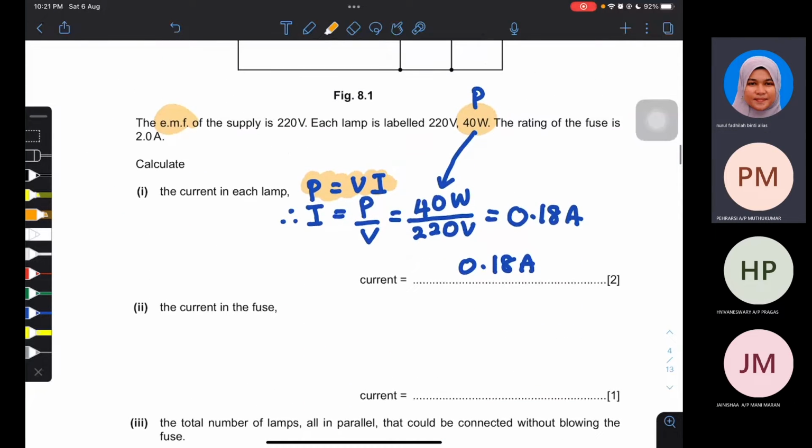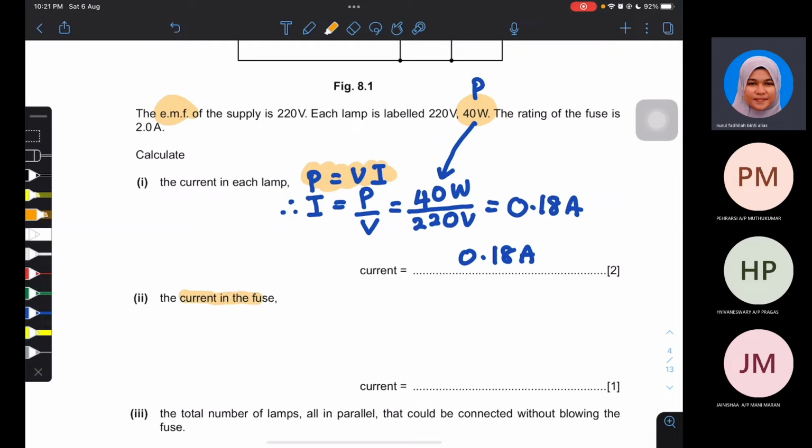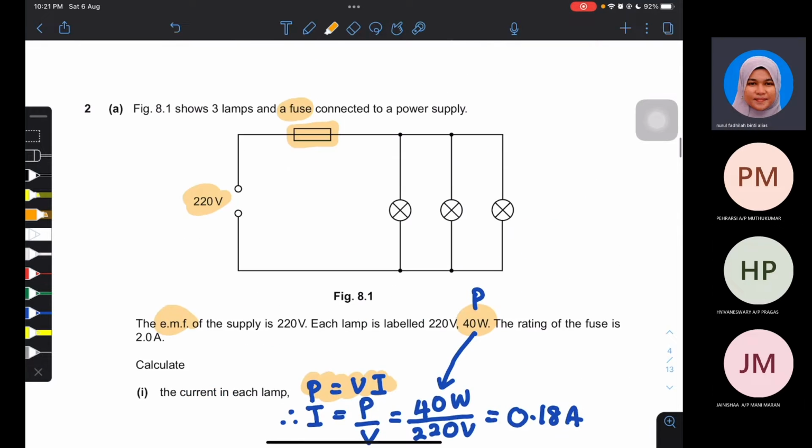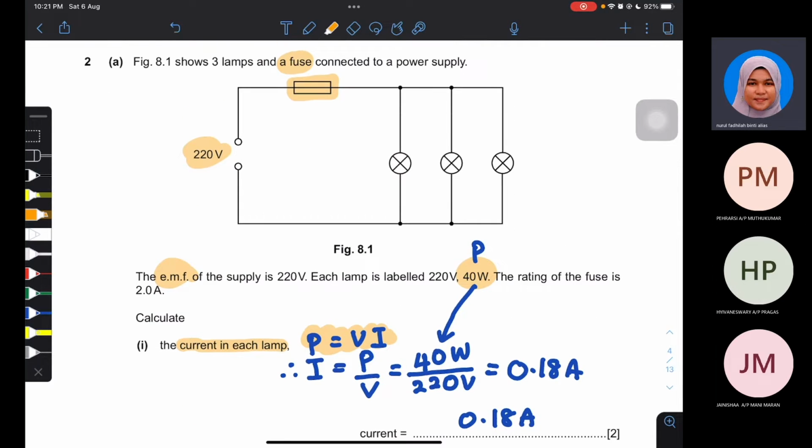Next. The current in the fuse. So where's the fuse? So now, you kena tahu ini bentuk fuse. Ini masuk dalam syllabus. Soalan boleh minta you draw. So this is the fuse. So dia kata current in the fuse. Only 1 mark. Do you need to calculate anything? Okay. Sekarang ni, you dah kira current in each lamp tau. Sekarang ni look at the lamps. Lamps are connected in series ataupun in parallel? Parallel. Jadi, you kena tahu.